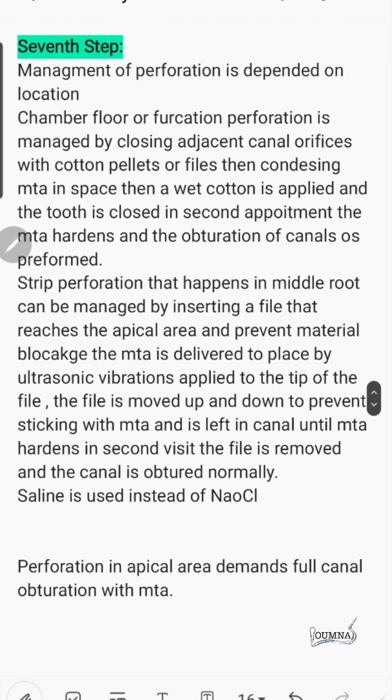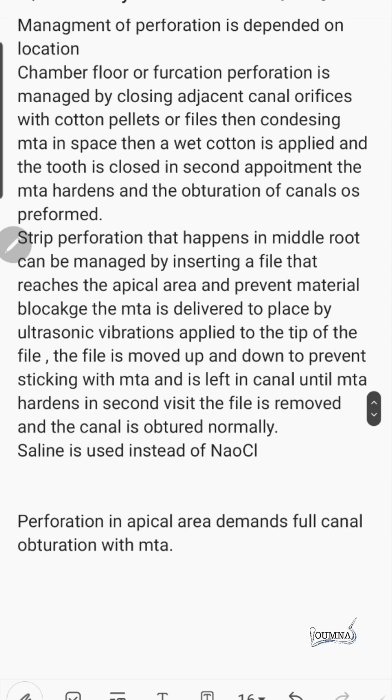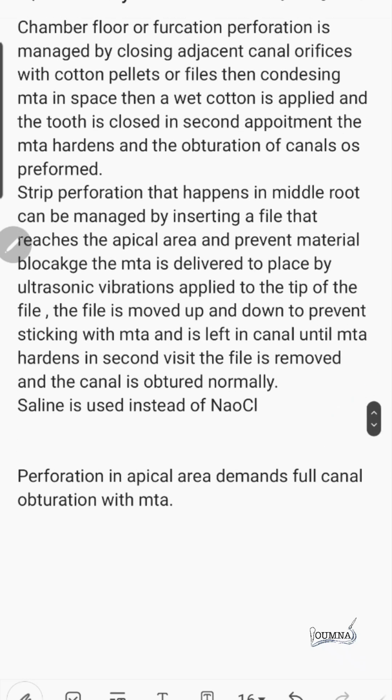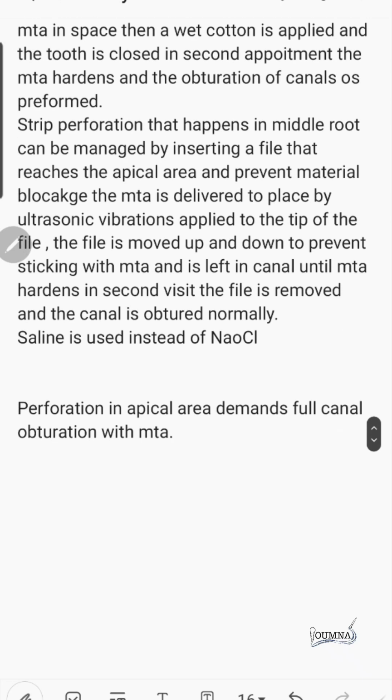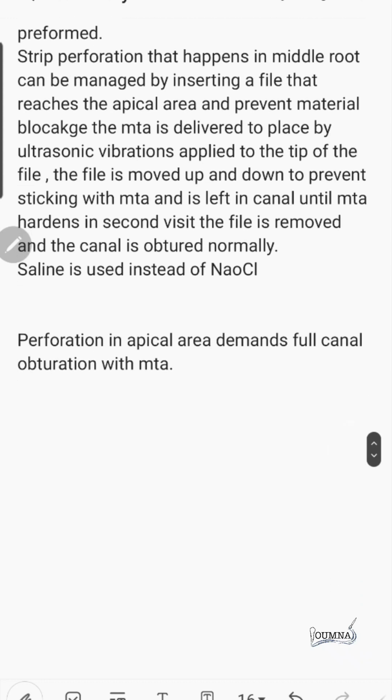Seventh step is management of perforations. It depends on the location. The chamber floor or furcation perforation is managed by closing adjacent canal orifices with cotton pellets or files, then condensing MTA in the space. Then a wet cotton is applied and the tooth is closed. In the second appointment, the MTA hardens and the obturation of the canals is performed.